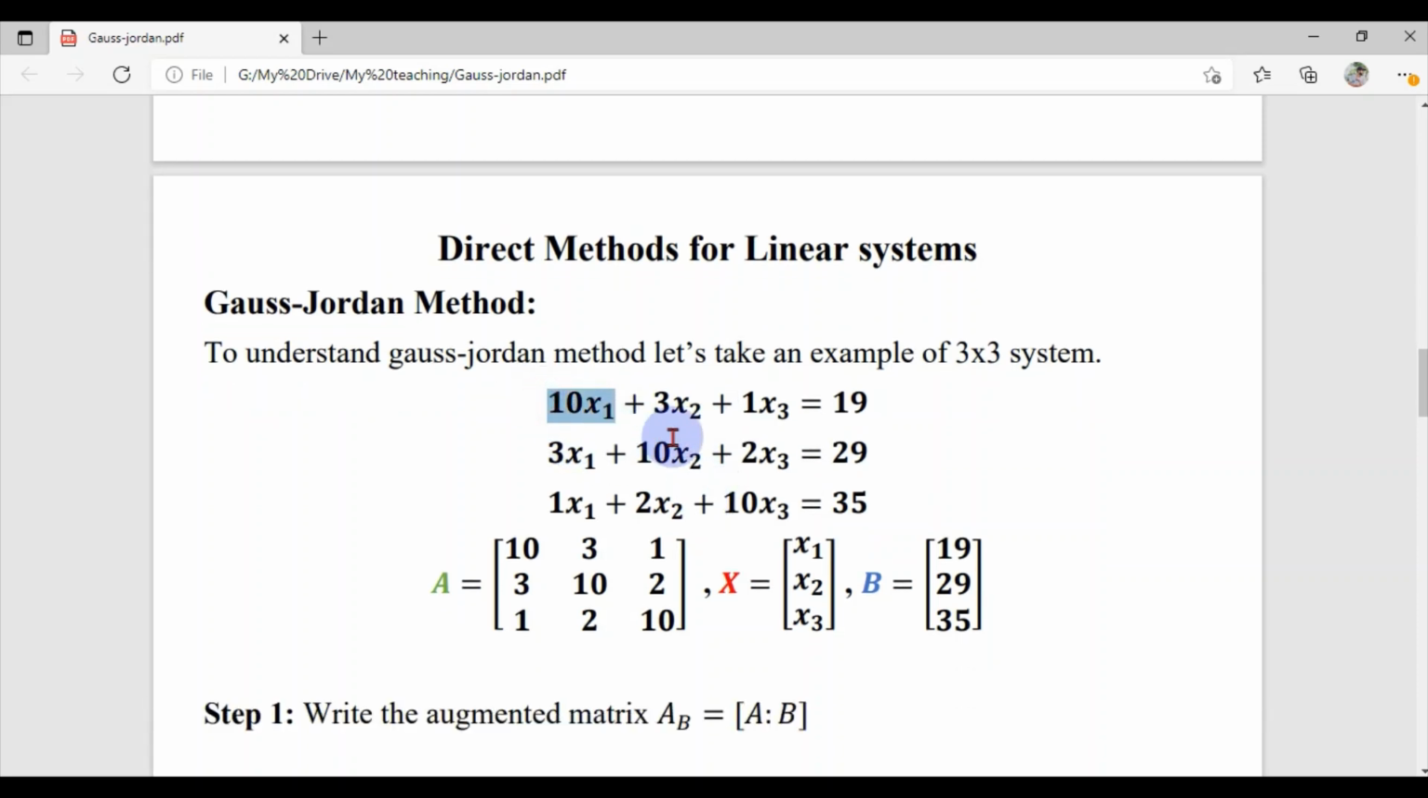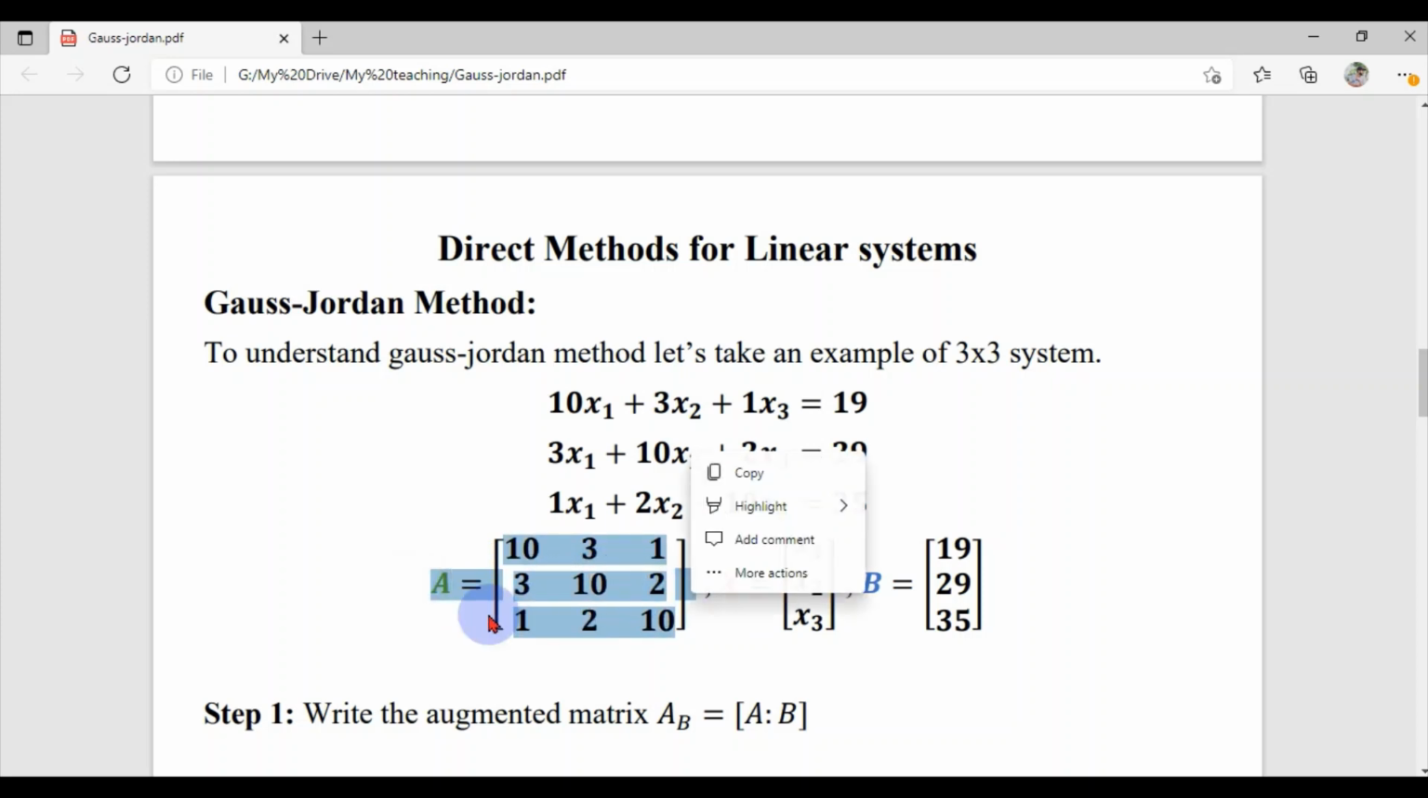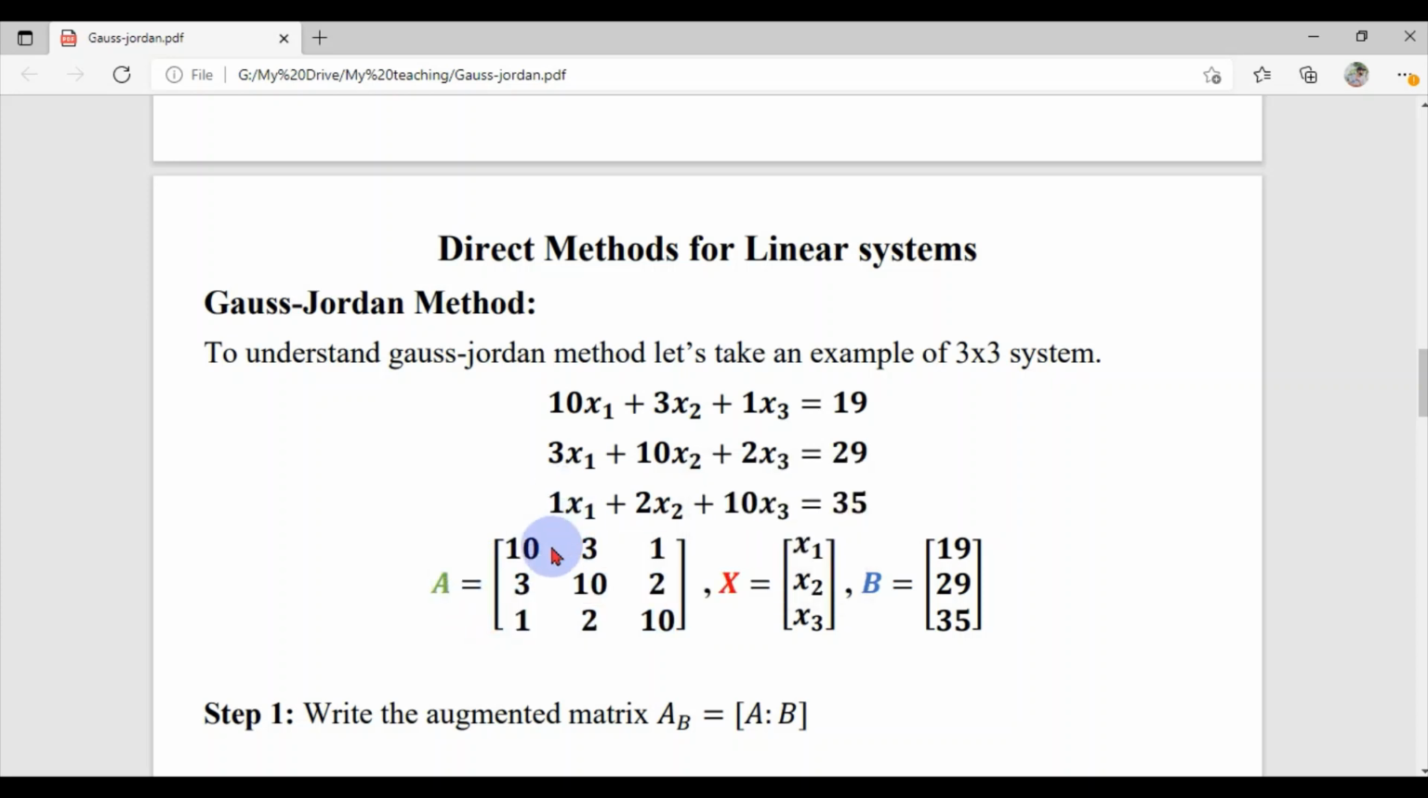So I have 3 linear equations and this is the matrix representation of those equations. A is going to be my coefficient matrix, X the matrix of unknowns, and B the right hand side vector, also known as the source vector.